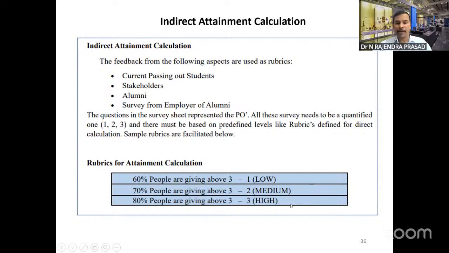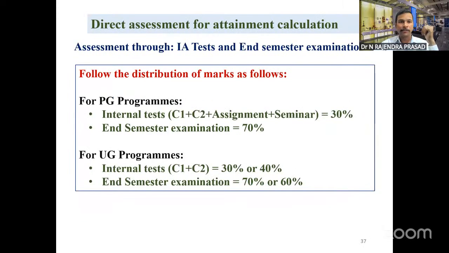So what is the PO attainment? 1, 2, 3. Convert this into percentage. 1 by 3 into 100, 33.3%. 2 by 3 into 100, 66.6%. 3 by 3 into 100, 100%. So this is how indirect attainment can be calculated. Okay, let me go in detail about the direct assessment for attainment calculation.